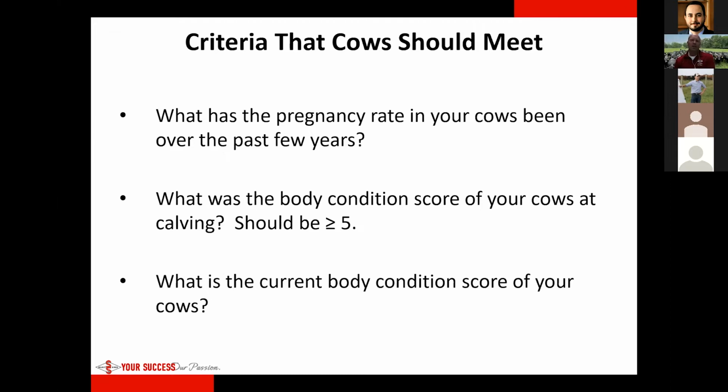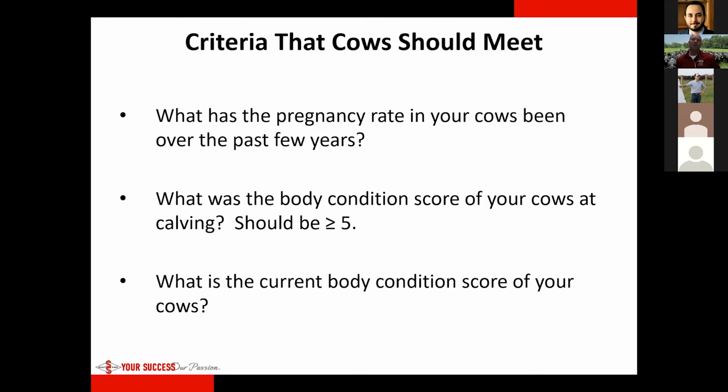So when we look at cows, what criteria should your cows meet? Again, what has the pregnancy rate in your cows been in the past few years? Are you successfully getting 85 to 95% of your cows pregnant within what I would call a controlled breeding season, 60 to 80 days? If you're not reaching those goals, maybe there are other things we need to address before that. Dr. Jordan mentioned earlier as well, if you're starting an AI program, maybe we need to use a synchronization program with natural service to group those cows up a little bit as well.